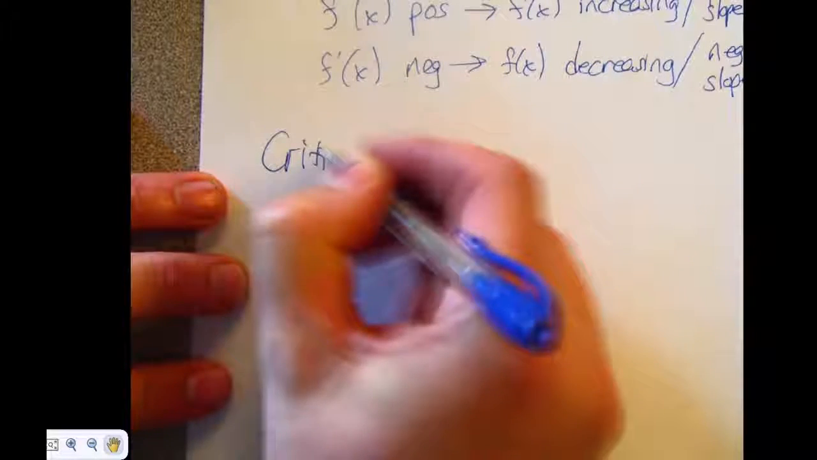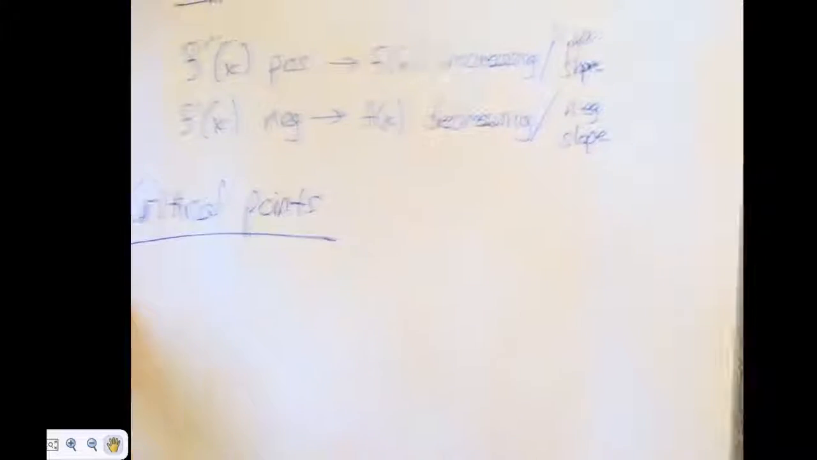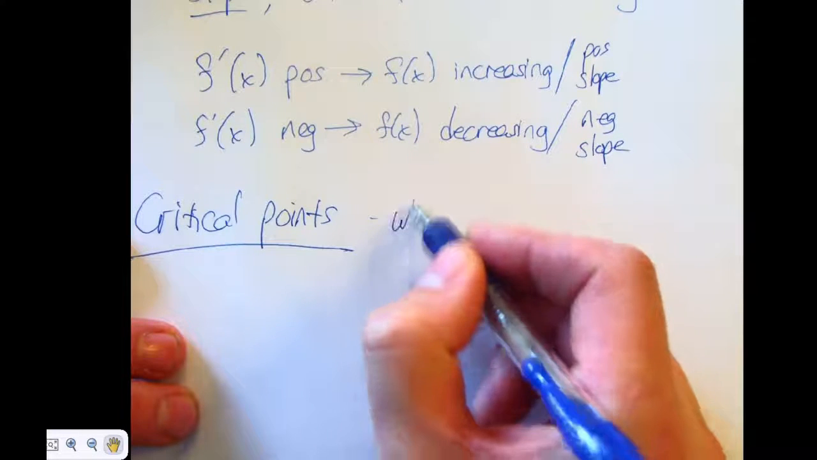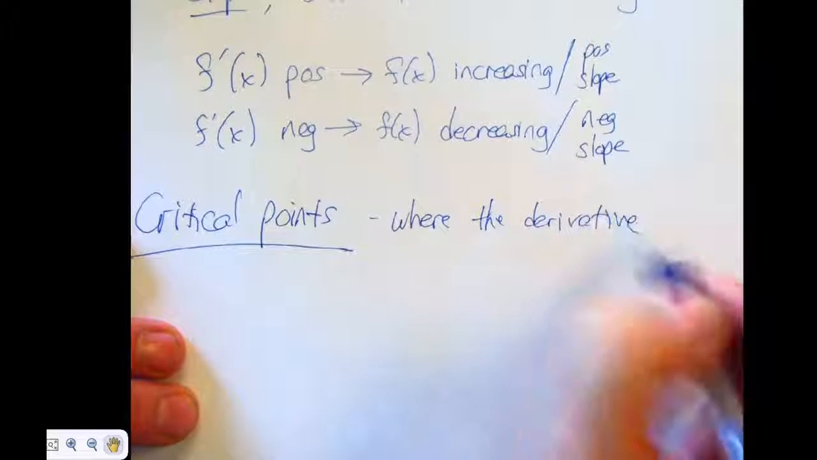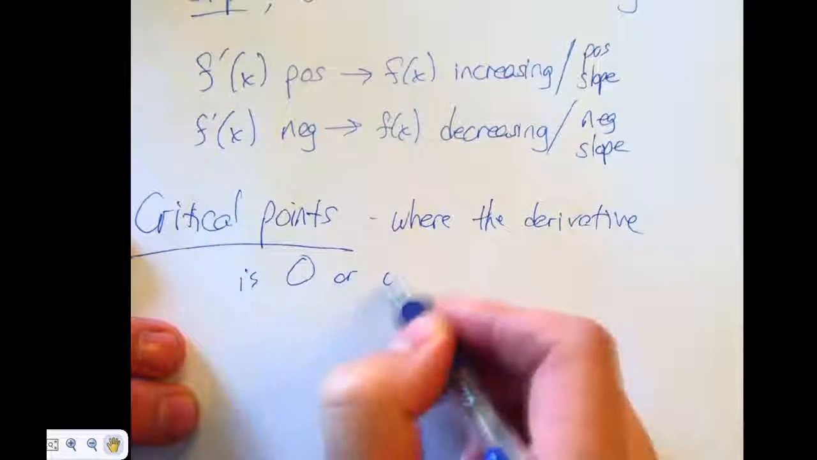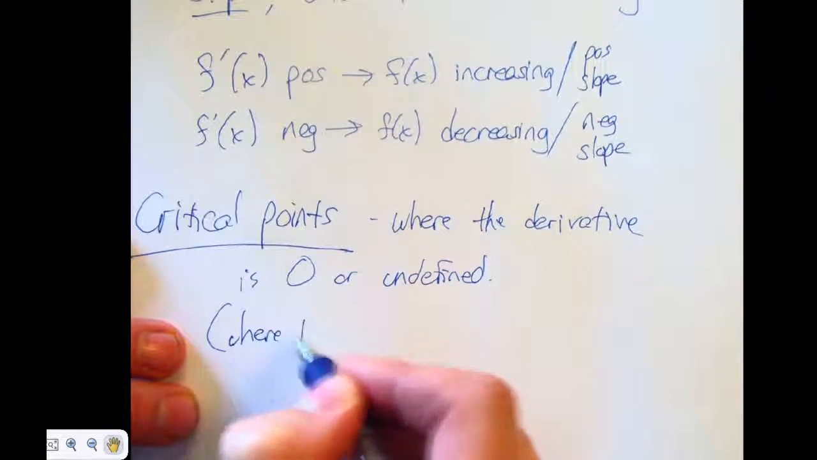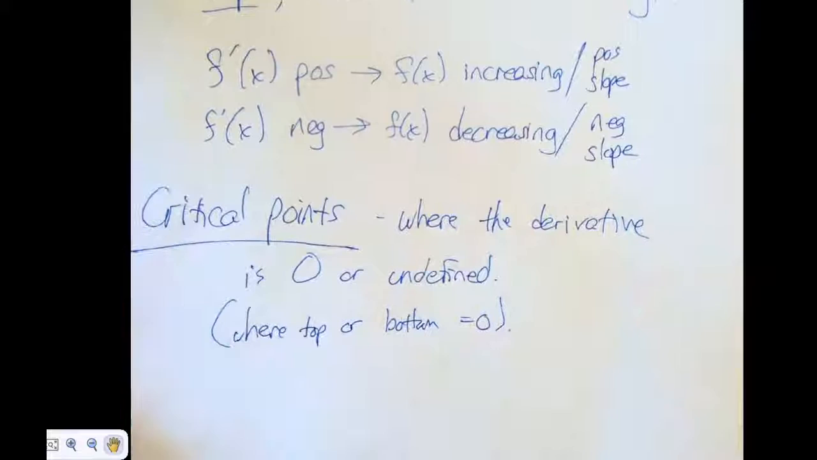Sorry, go back to your notes. Forgot something. Critical points. They're critical. You need to know about them. Critical points are where the derivative is 0 or undefined. So basically, where top or bottom equals 0, because if the bottom is 0, that's undefined, right? So if the top or the bottom equals 0, that's a critical point.